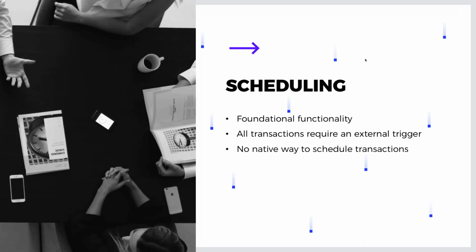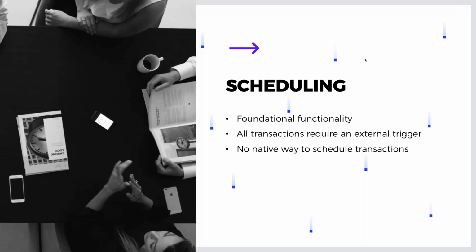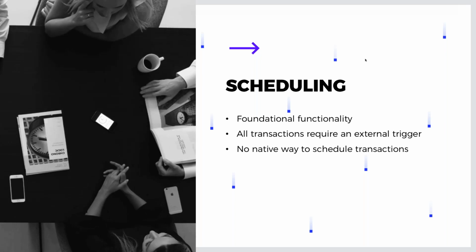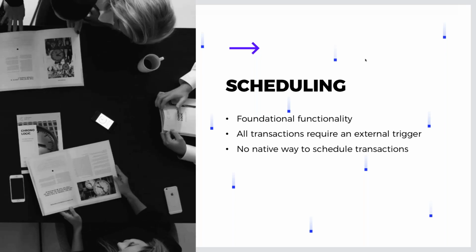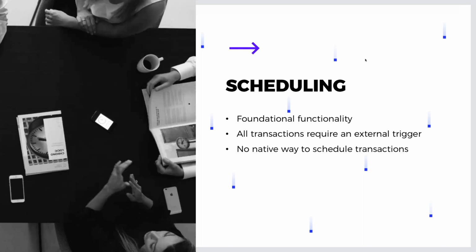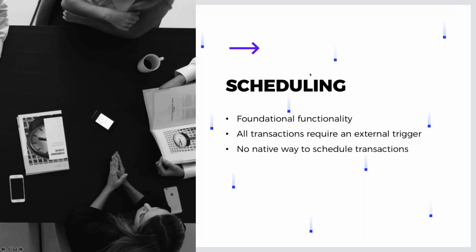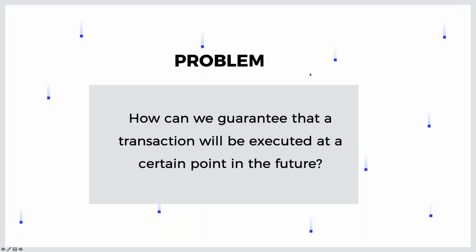But unfortunately, on the blockchain, being decentralized, being trustless, it gets a bit trickier. And all these transactions require an external trigger. So there is no native way to schedule transactions in the blockchain, in Ethereum. So what we have been working on is how can we solve this problem?